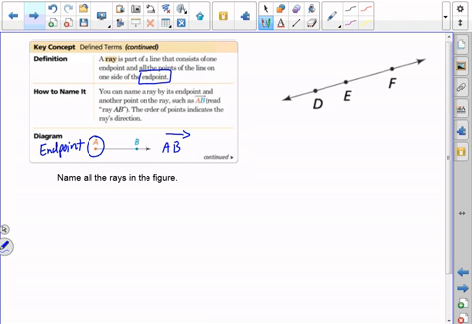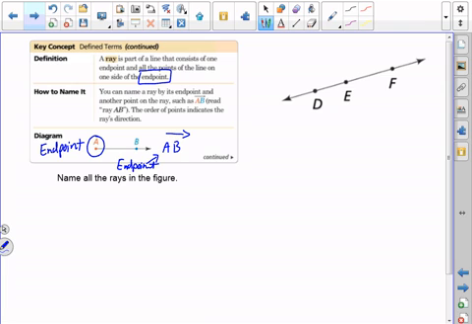Now, I mentioned a second ago that the order in which we name our points really matters. When we're naming a ray, the endpoint must be the first point that we use, which again kind of seems a little backwards to me. The first letter has to be the endpoint. So it can be a little confusing, I grant you that, but keep in mind what we're doing.